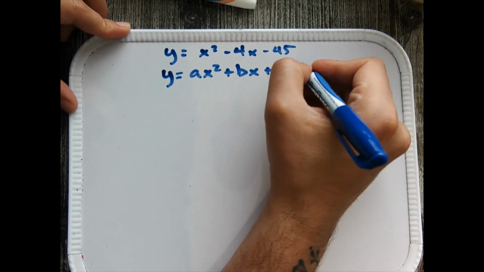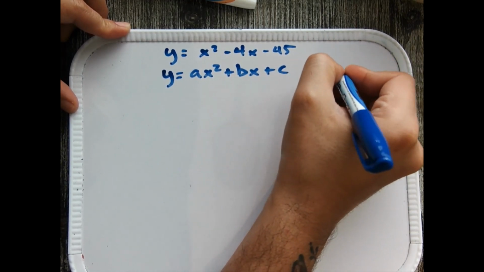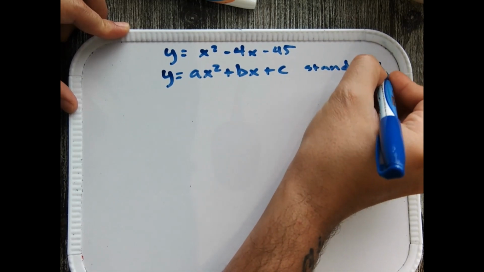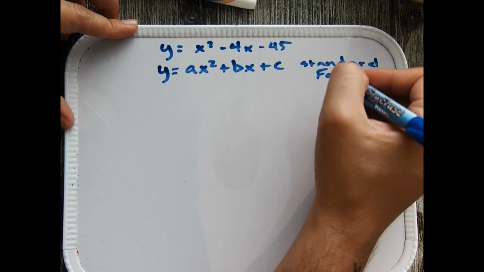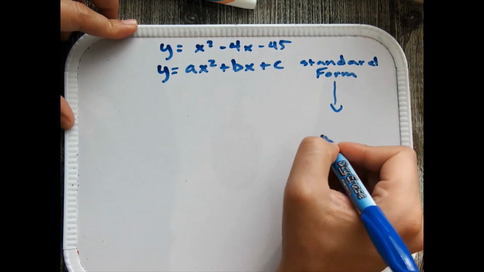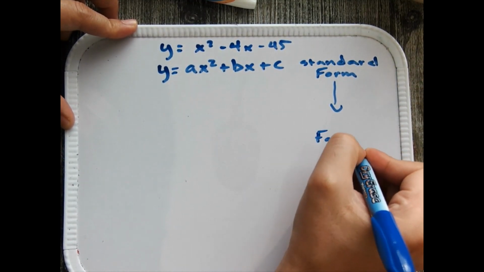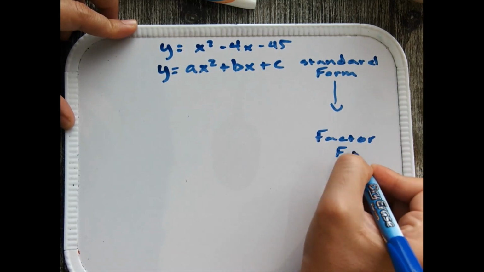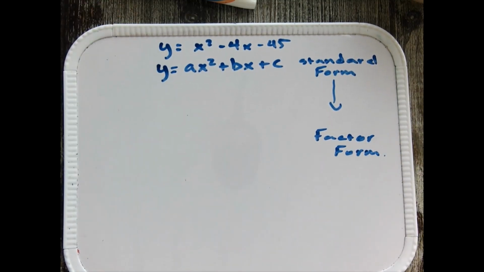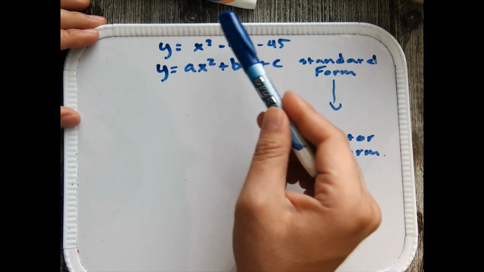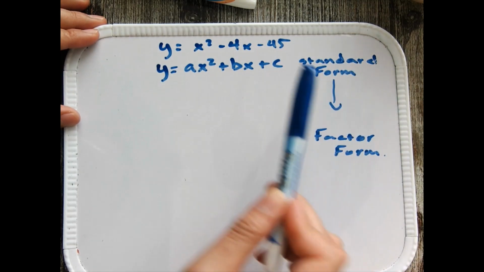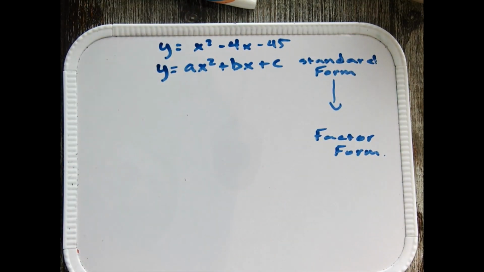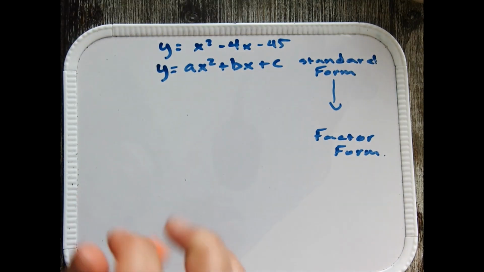So again, this is what we call standard form. And what I want to do is go from standard form to factor form. And the way we go from standard form, x squared minus 4x minus 45, to factor form is by applying the x method.